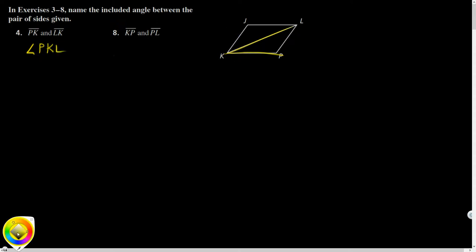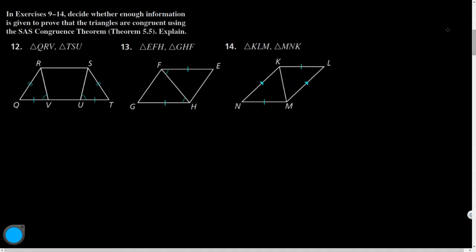Let's see. How about for the next one, KP and PL? KP, PL. That one I just could refer to angle P because it's the only interesting angle at that vertex, like so.